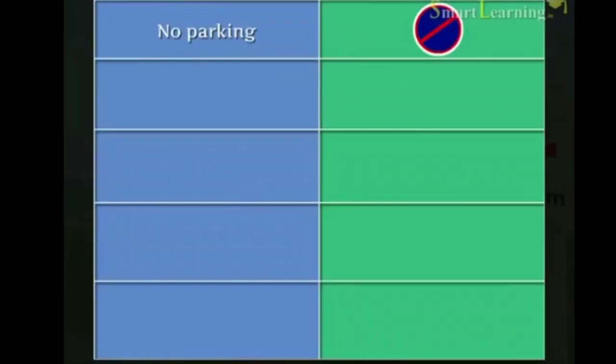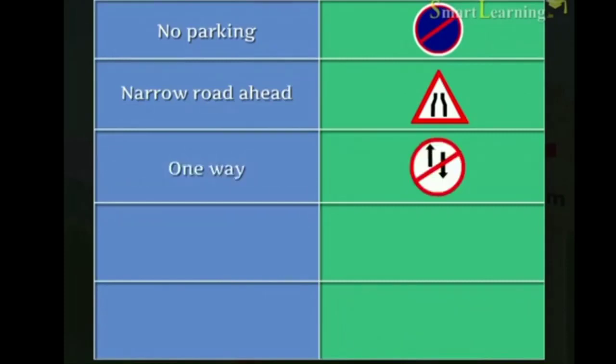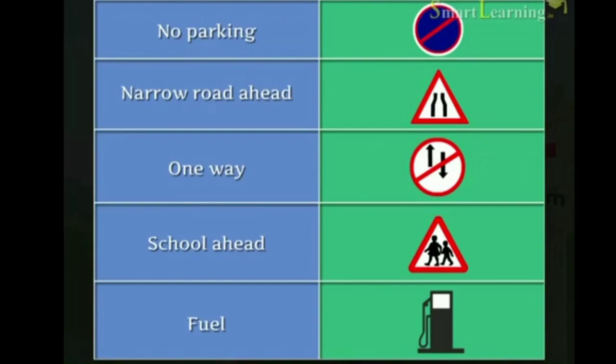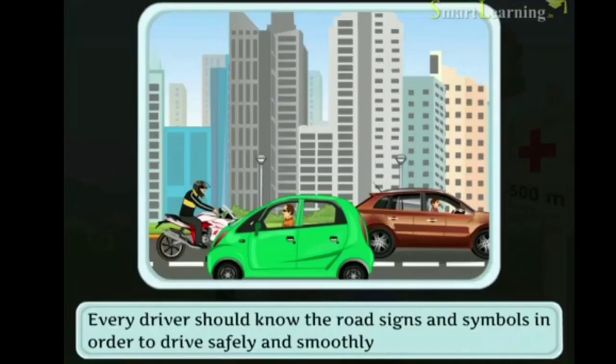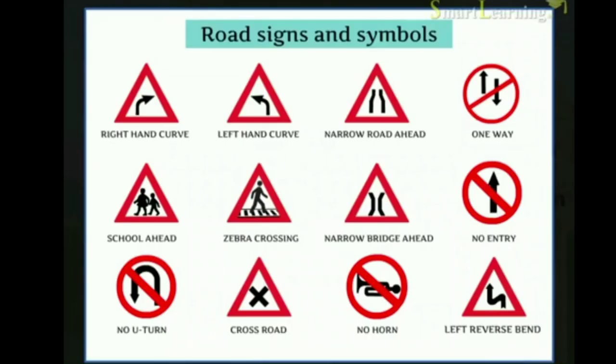When we talk about symbols, road signs are an important part. Some of the road signs are no parking, narrow road ahead, one way, school ahead, and fuel. Every driver should know the road signs or symbols in order to drive safely and smoothly. हर drive करने वाले को ये पता होना चाहिए. Some of the road signs are shown here, so they are very important for safe driving.